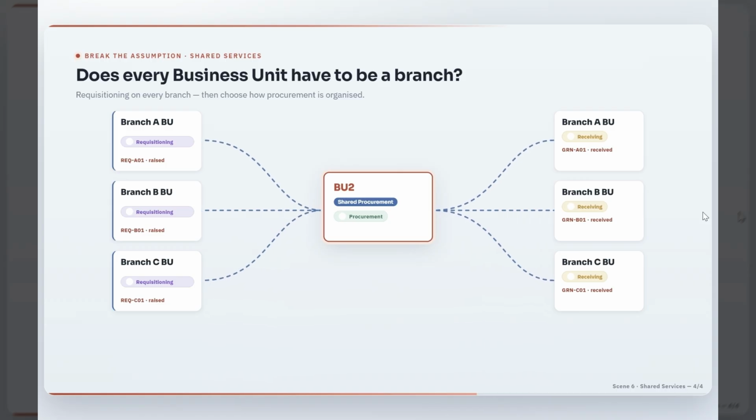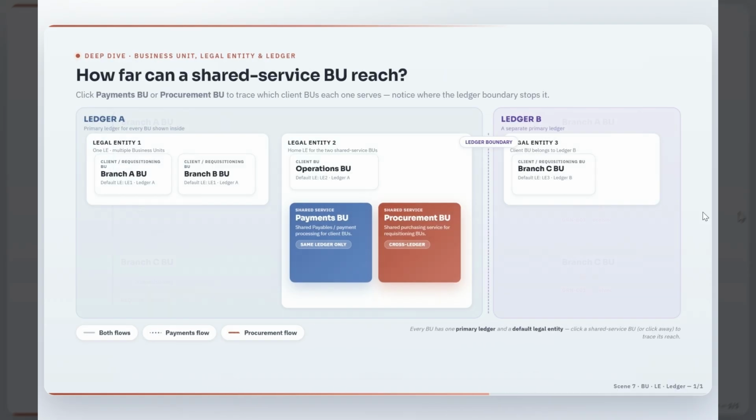Let us now zoom out from the branches and look at the full enterprise structure. On the screen, Ledger A contains Legal Entity 1 and Legal Entity 2. Legal Entity 1 has Branch A BU and Branch B BU. Legal Entity 2 is home to Operations BU and the two shared service business units, Payments BU and Procurement BU. Ledger B contains Legal Entity 3 and Branch C BU.